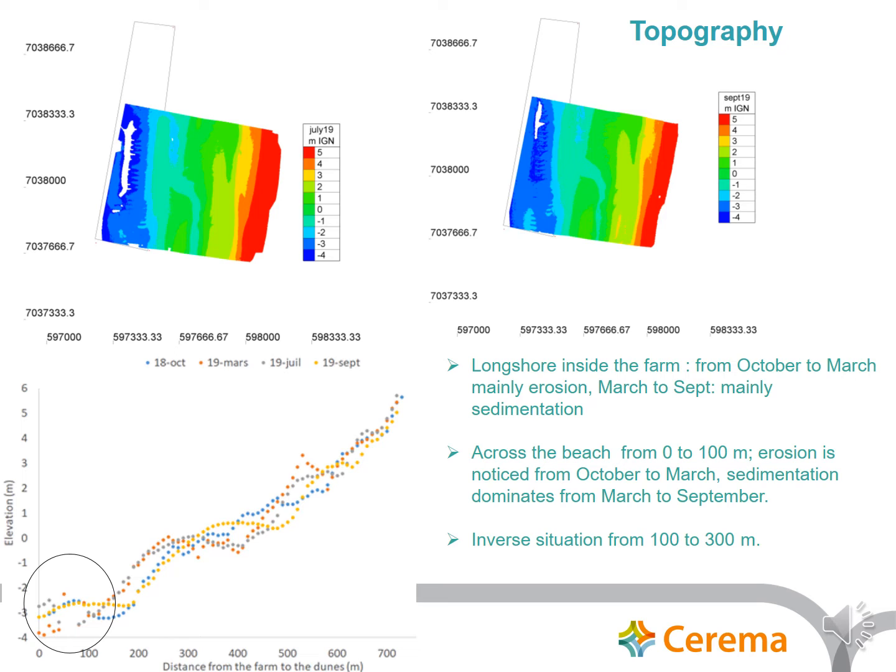What we can see on the along-shore profile or the first meters of the cross-shore profile is that we have some erosion between October and March, and then we have sedimentation from March to July and September. If we look a little bit further, between 100 meters and 300 meters, we have the inverse situation. We have sedimentation during the winter and then erosion during the summer.